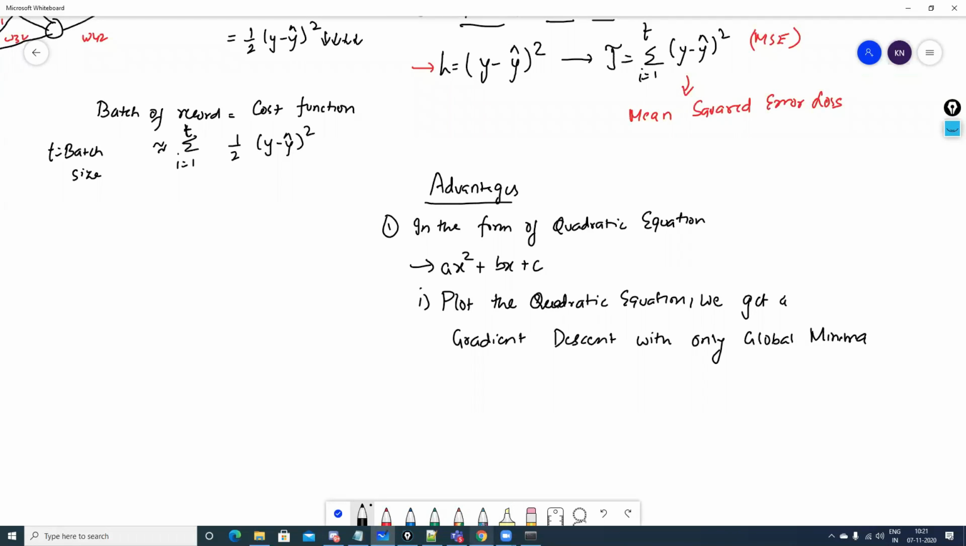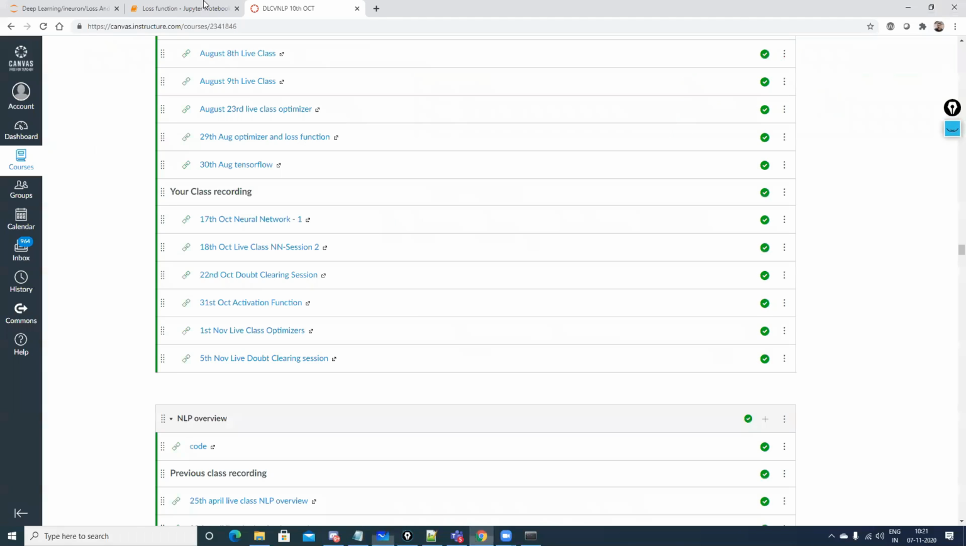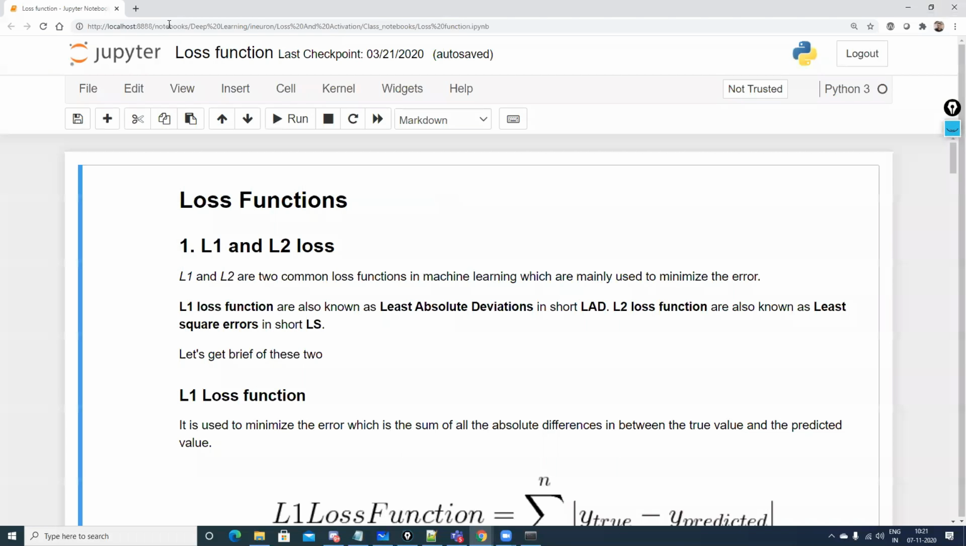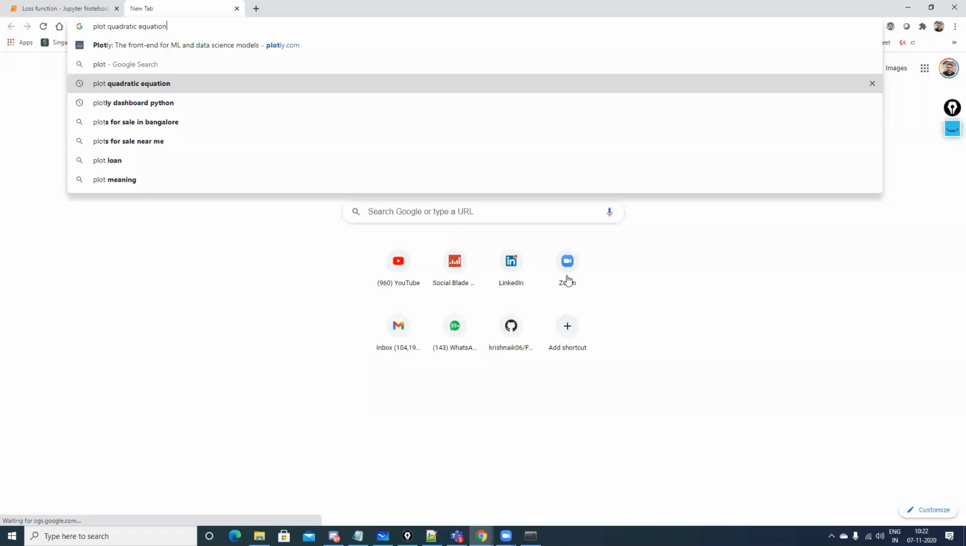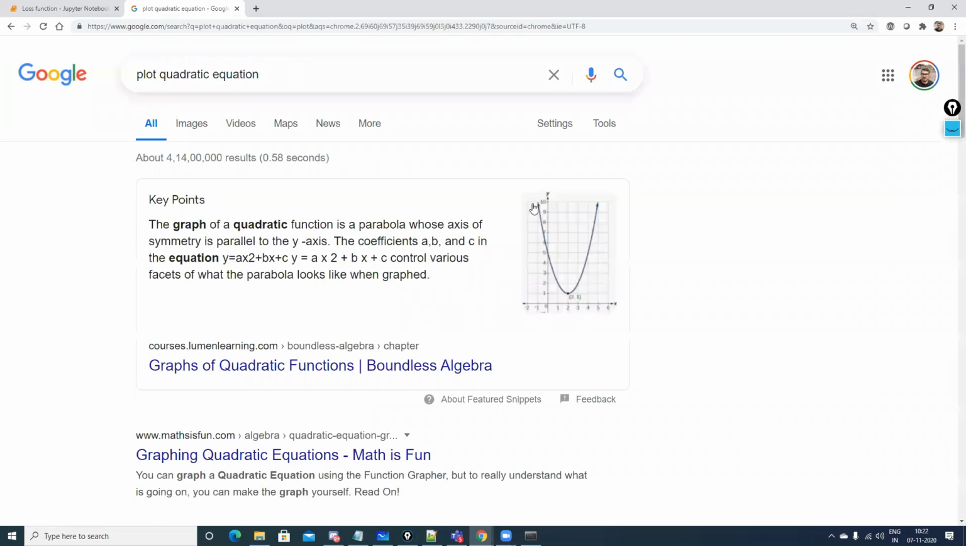Now, what does this basically mean? I'll go to Google and search for plot quadratic equation. When we plot a quadratic equation, do you see this diagram, guys? This diagram says that whenever we plot a quadratic equation with respect to this x value, we are always going to get this gradient descent, and there will always be one global minima. There will not be any local minima.